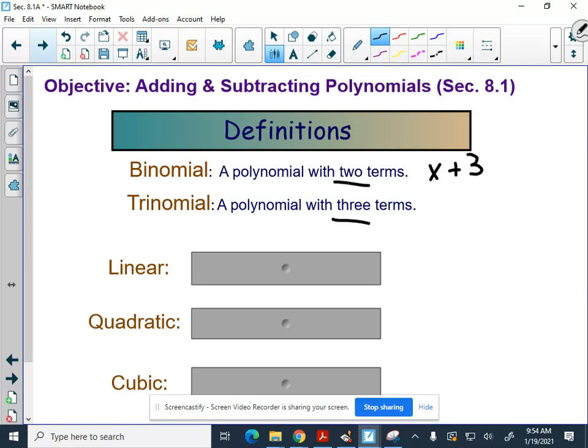Trinomial is a polynomial with 3 terms. X to the 4th plus x to the 2nd plus x. That would be x to the 1, the last one. This one is of degree 4. Okay? But I can't put any of those together because they're not the same thing.